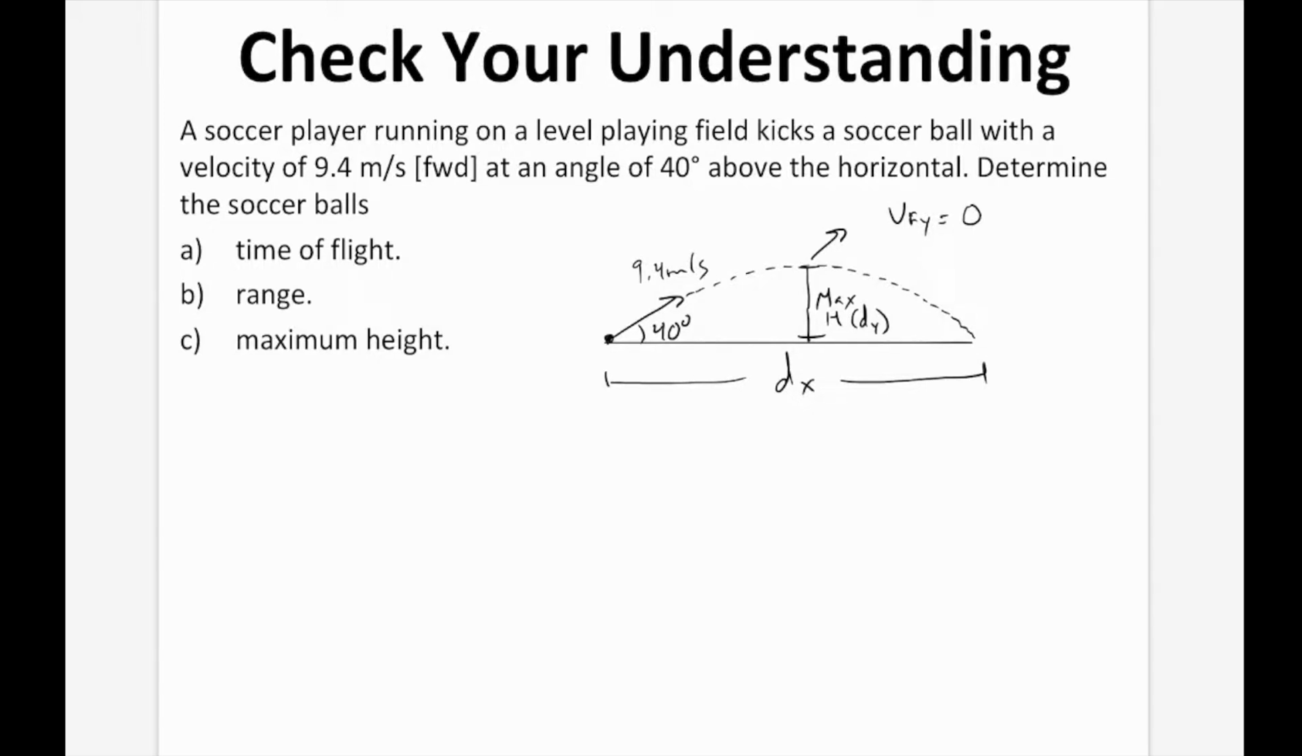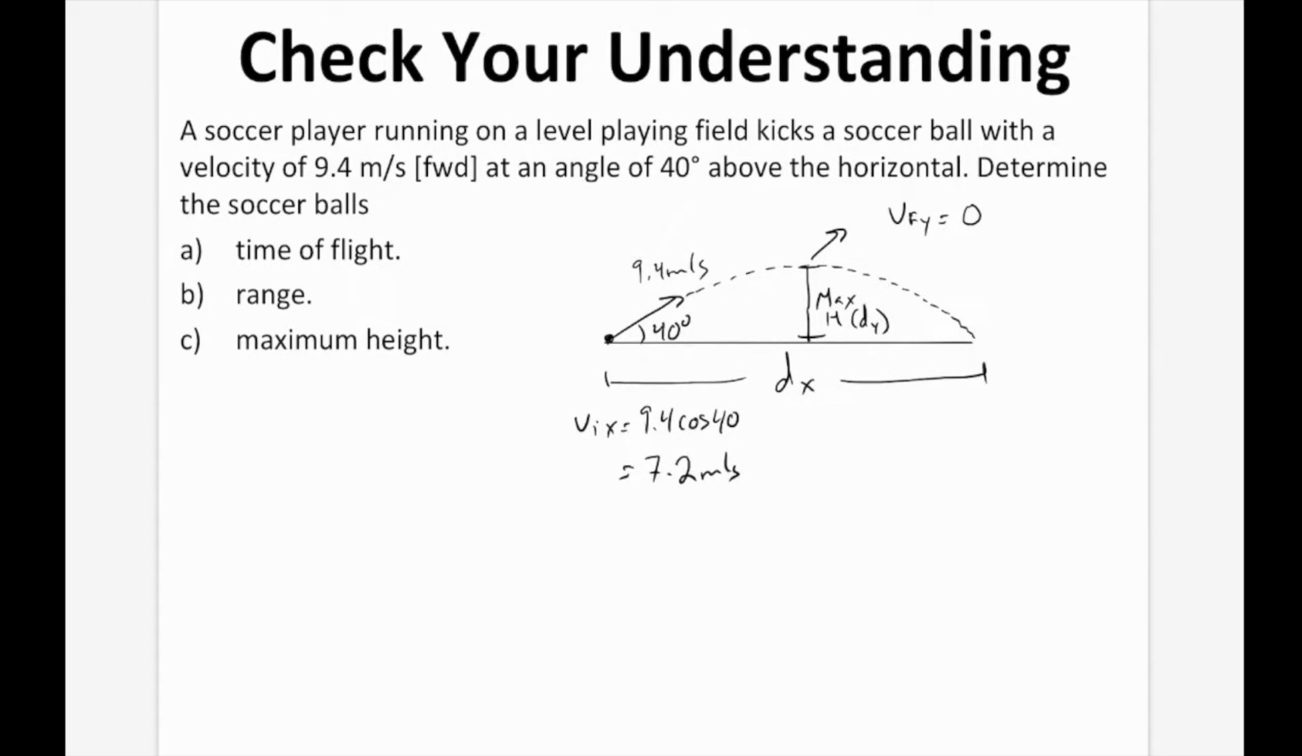It is not moving up or down at this point. It's stationary in the vertical. It's still moving, of course, horizontally, and it's actually going to be moving horizontally at the same rate for the entire duration of the motion. So if we have Vix over here, it's going to be a component of 9.4, so it's going to be 9.4 cos 40, which is equal to 7.2 meters per second.